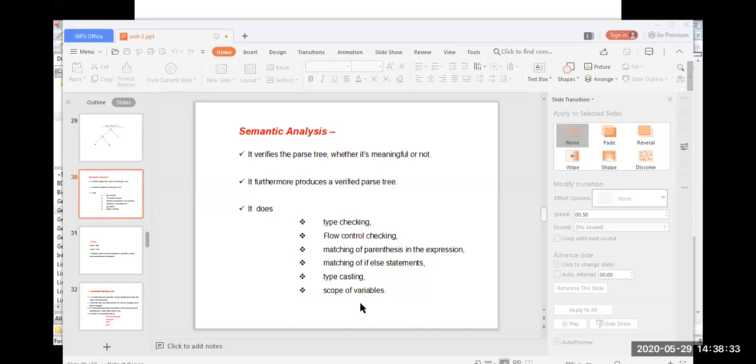These are the first three ones: lexical analysis, syntax analysis, and semantic analysis. Is it clear, guys? Roughly, what are these three? Now, roughly, is it okay? What is lexical analysis, syntax analysis, and semantic analysis?